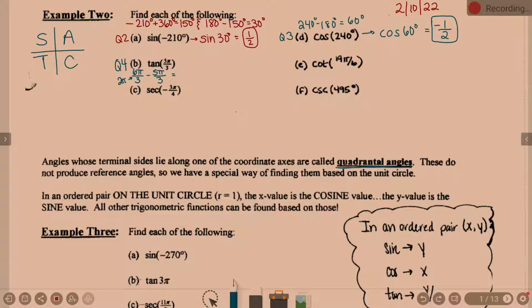So 6 pi over 3 minus 5 pi over 3 is 1 pi over 3.